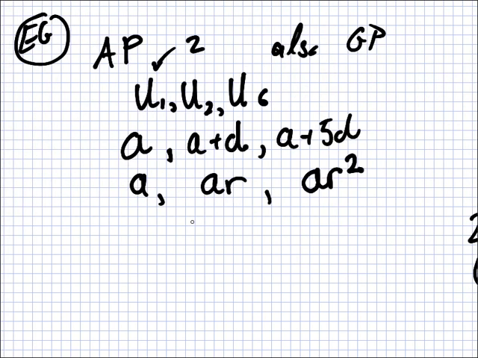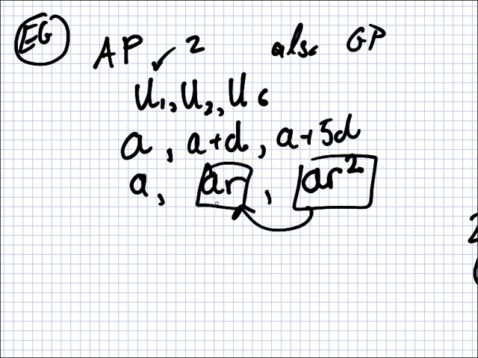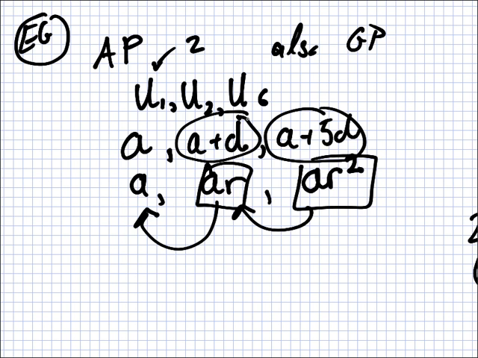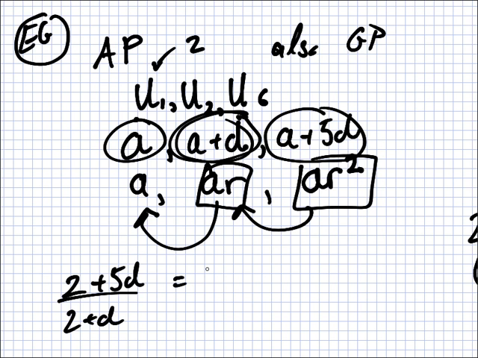So if we go back to this one now, we also know what the first term is. It's 2. So instead I could write 2 plus D and so on. What's interesting though, these are the same. The third term divided by the second term, what do I get? And the second divided by the first? These are equal, remember? So this divided by this should equal this one divided by this one. And we know the A is 2, so we can say 2 plus 5D over 2 plus D equals 2 plus D over 2.